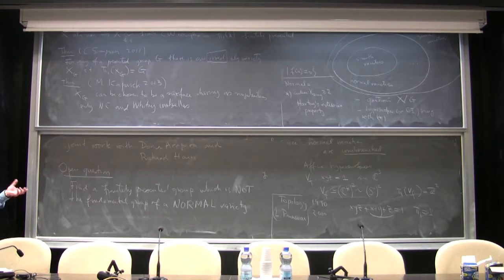Unfortunately, we are not able to provide such an example, and our work shows why it is difficult to find such an example. Because our work shows that a lot of the restrictions which apply to the fundamental group of smooth varieties apply as well to the fundamental groups of normal varieties. And so to construct such an example, we need essentially to look at new invariants associated with fundamental groups.